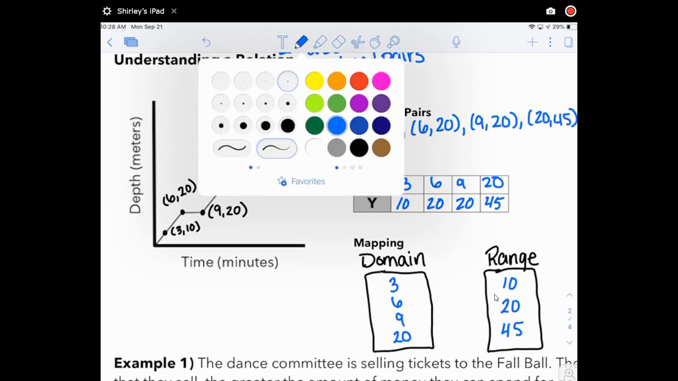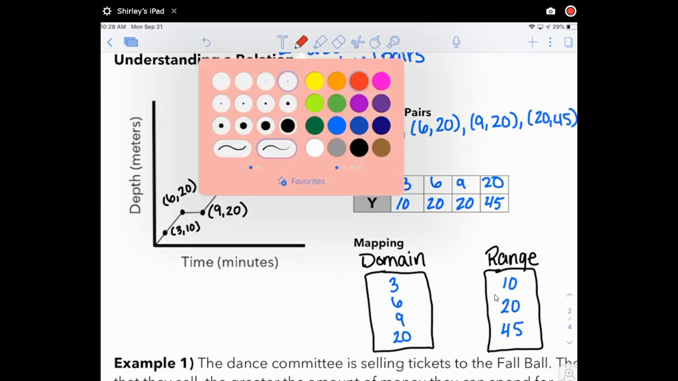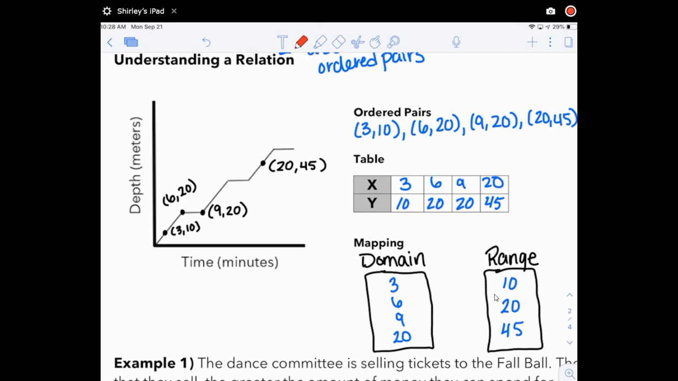So your mapping, once you have your numbers listed, you're going to then actually map and draw arrows from the domain to where they belong in the range. So at 3 minutes, I was 10 meters below surface level. So my 3 maps to my 10. At 6 minutes, I was 20 meters. And then at 9 minutes, I was also 20 meters. And then at 20 minutes, I was 45 meters. So it's just a different way to represent your relation. And we can see that overlap in depth showing up in a different manner.